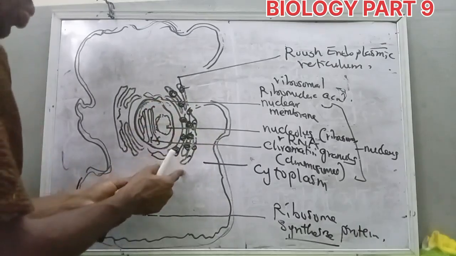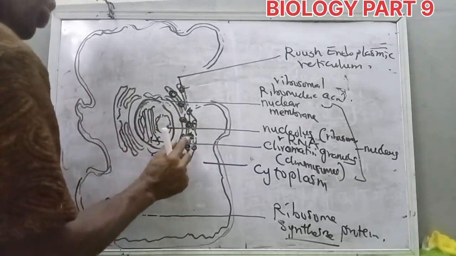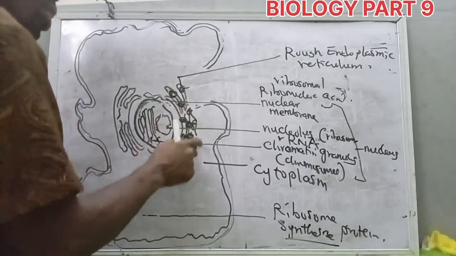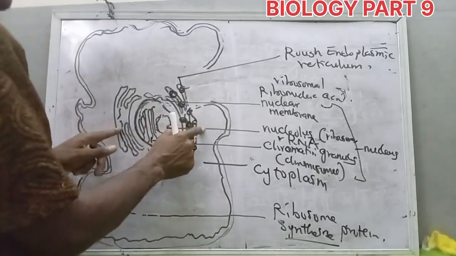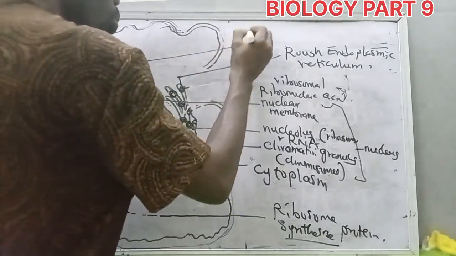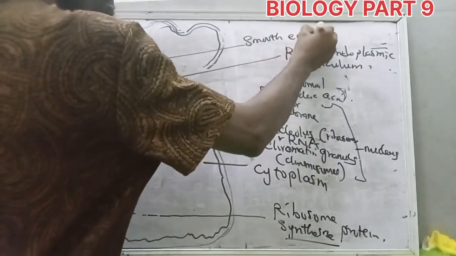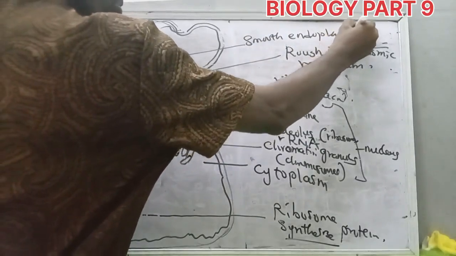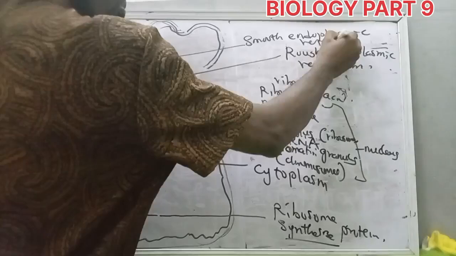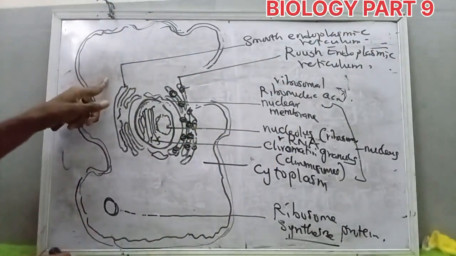So what does it do? It carries ribosome. So it is the presence of the ribosome on the endoplasmic reticulum that makes it a rough endoplasmic reticulum. While this other one without the presence of ribosome forms what we call smooth endoplasmic reticulum. Are you seeing what I'm doing now? So it gives you smooth endoplasmic reticulum.